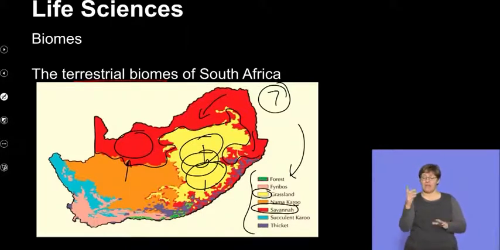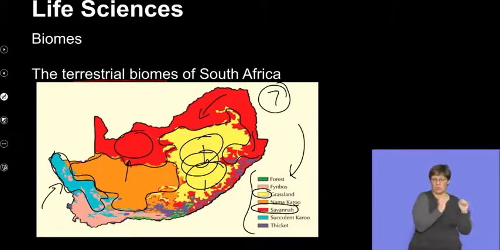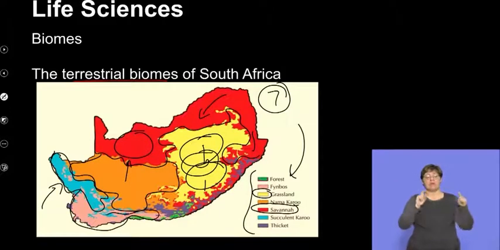Other biomes include the Nama Karoo, which we see in this brown shade here, characterized by dry, arid conditions. Further, if we move towards the west coast, we find the succulent Karoo, which contains plants typically adapted to cold and dry, arid conditions. Unique to South Africa is the Cape fynbos, which we find along the southwestern areas, and these contain plants that are endemic to South Africa.